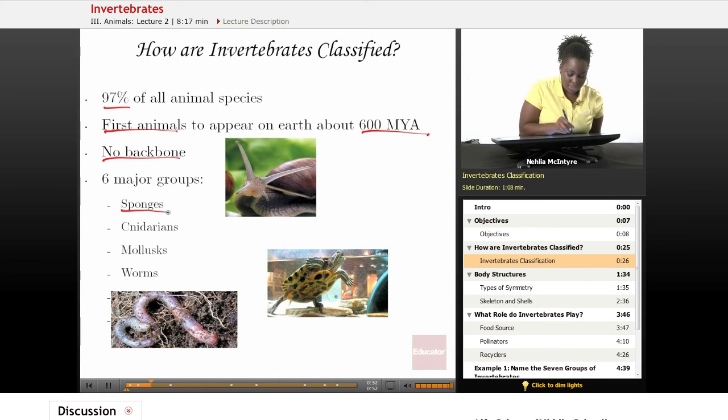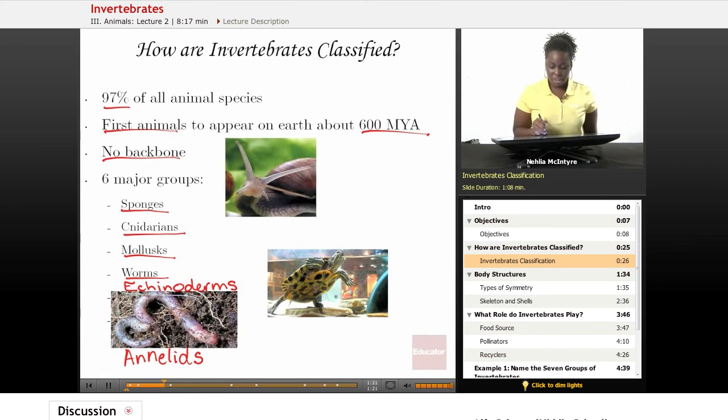They are the sponges, the cnidarians, the mollusks, the worms, the echinoderms, and the annelids. Here are some pictures of different types of invertebrates like the snail, the turtle, and this earthworm. And as we go further into discussing animals, I'll explain why they're categorized into their specific groups.